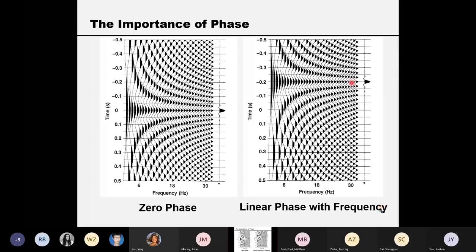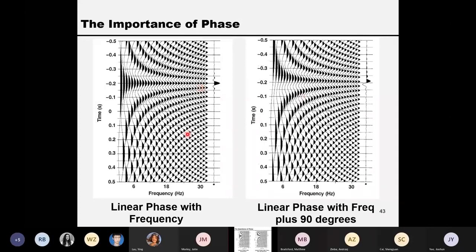So that means even if you have a linear phase with frequency, your wavelet does not change, because you only have a time shift. A time shift does not change the shape. You can see if all of these move upwards by the same constant, every frequency moved by, in this case, negative 200 milliseconds, and you sum them, it's the same one as before.